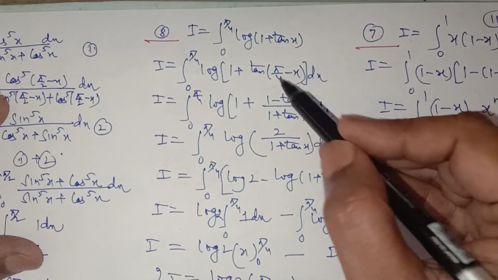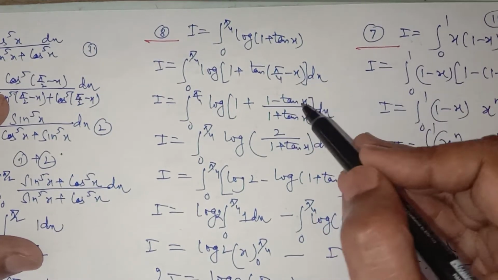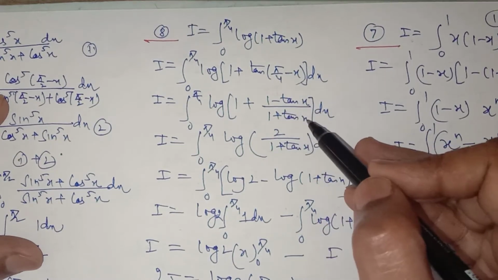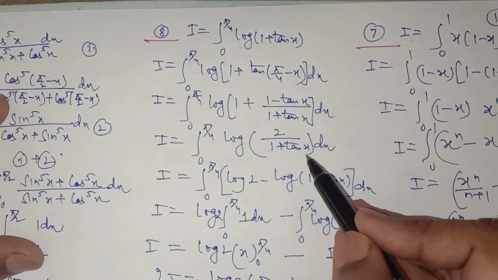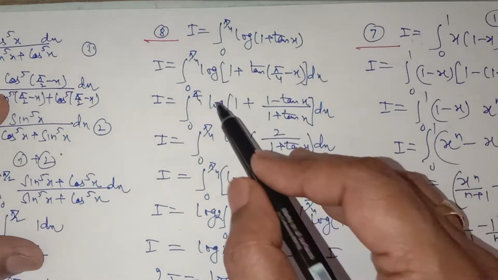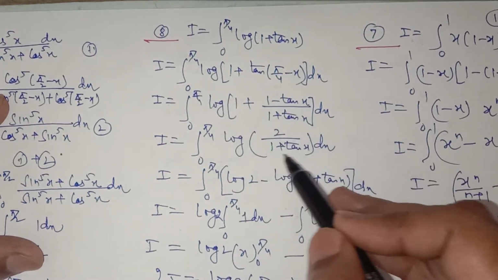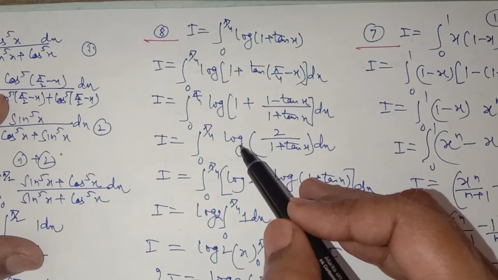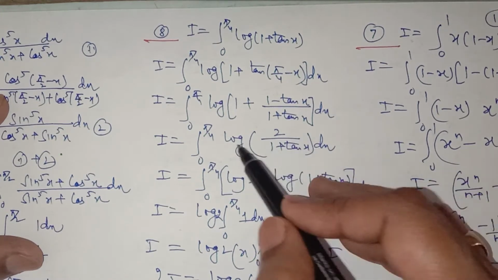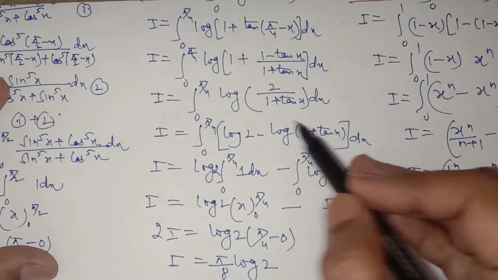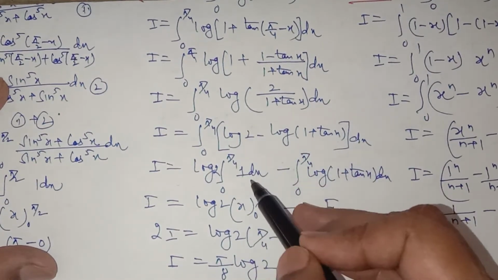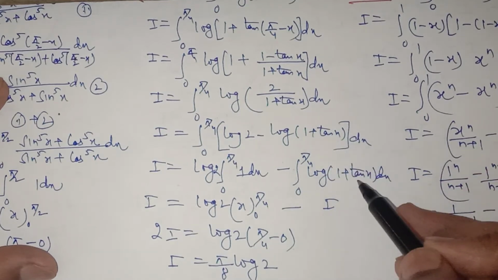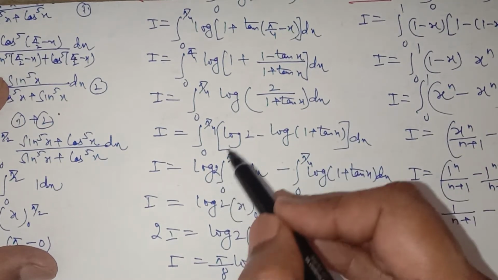Rather you must know this formula, tan of pi by 4 minus x is equal to 1 minus tan x upon 1 plus tan x. Add this bracket, it will be 2 upon 1 plus tan x. See it very carefully. If you add these two by taking the LCM, it will be 2 upon 1 plus tan x. Now use the property of log, log 2 minus log 1 plus tan x. Break into two integrals, log 2 integration and log 1 plus tan x, 0 to pi by 4.